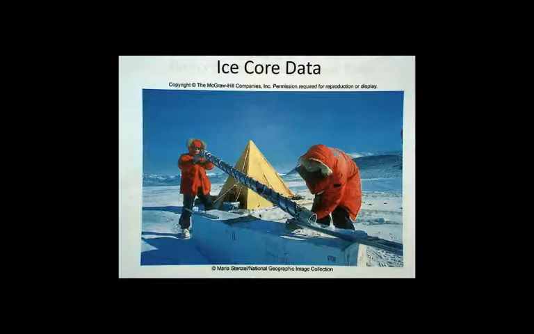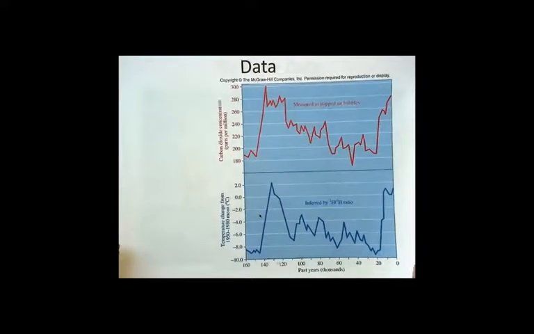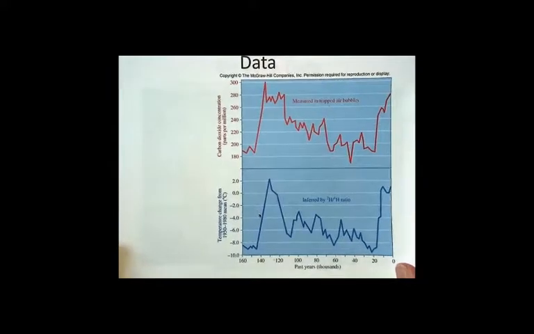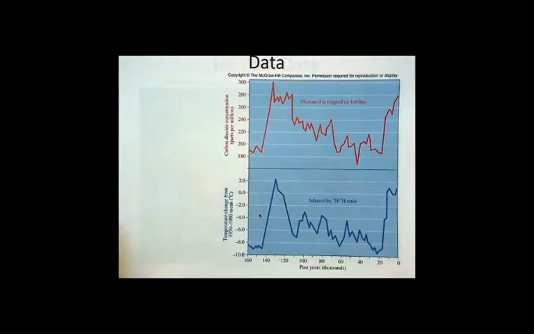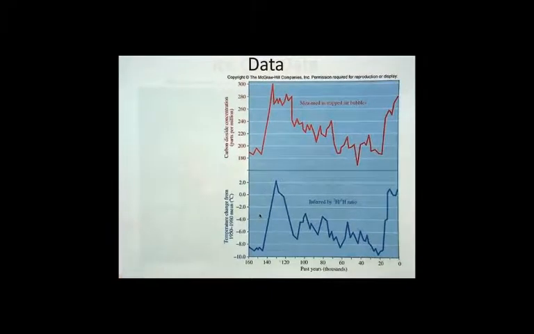Now, what kind of data is trapped in ice that can give us information? Well, the type of data that's trapped in ice is the concentration of carbon dioxide and the amount of deuterium to hydrogen ratio. All right, and so let's look at this.